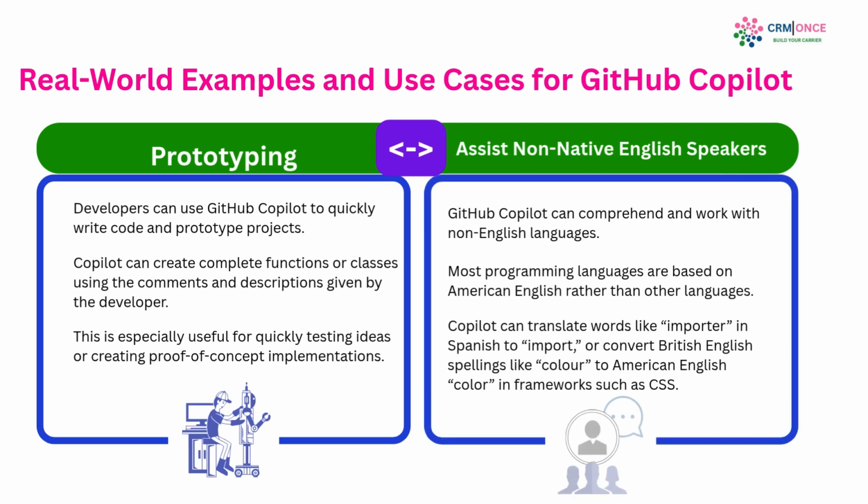GitHub Copilot understands multiple languages, not just English. Since most programming languages are based on American English, this can be a barrier for some developers. Copilot bridges this gap. For example, if a Spanish-speaking developer types importer, Copilot knows it means import. Or if a British developer types colour, Copilot can translate it to the correct American English spelling color, making sure your CSS and other frameworks interpret the code correctly. This feature improves accessibility and reduces errors across globally diverse teams.